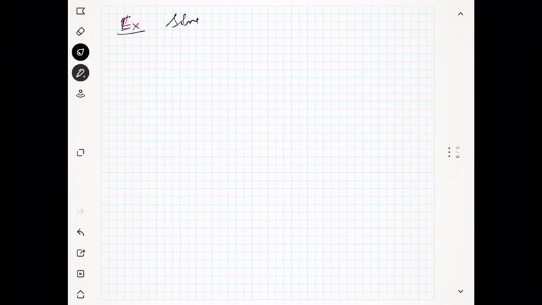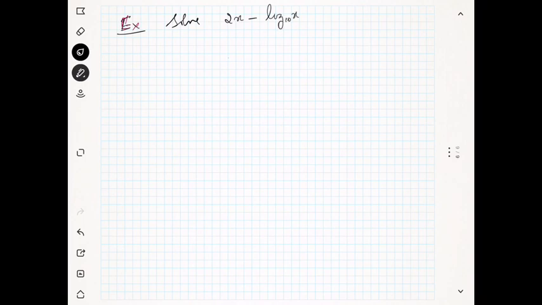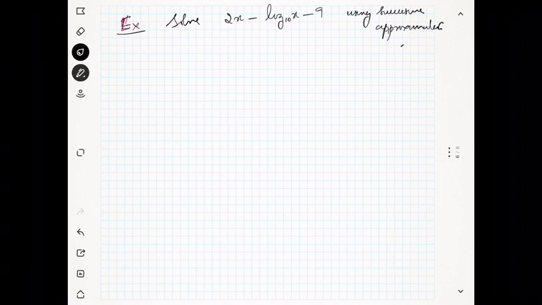Okay, now example. Solve 2x minus log to the base 10 of x minus 9 using successive approximation technique. Okay, now you can see this we are going to solve by using successive approximation technique.